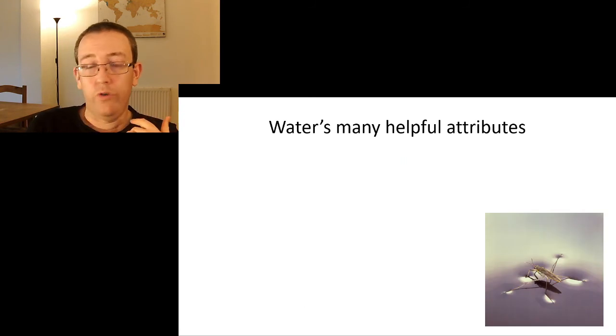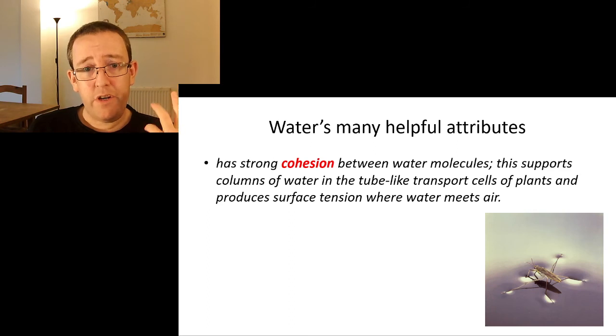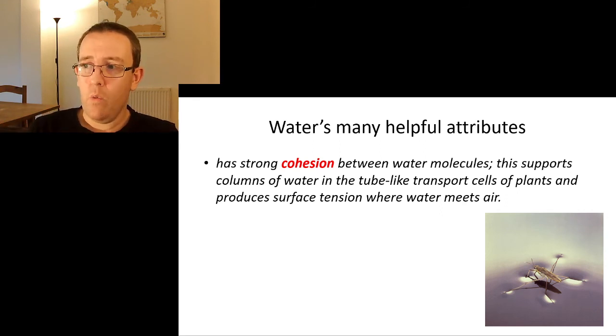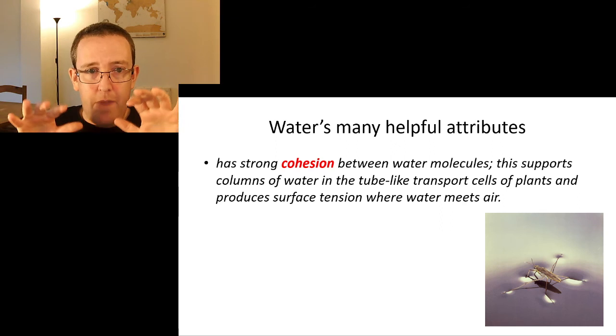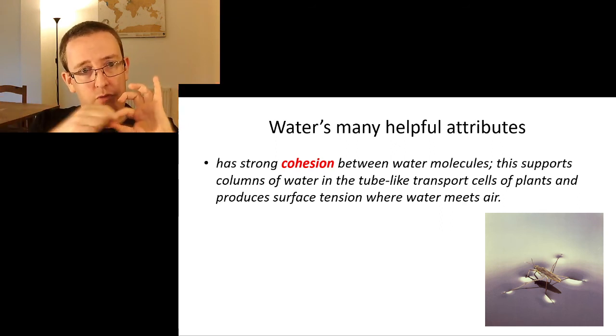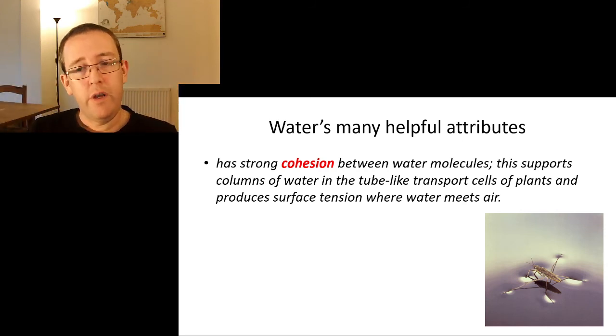Okay, onwards. Now this is really the big one in terms of a lot of biology, the idea of cohesion. Water has strong cohesion between the molecules, which supports columns of water in the tube-like transport cells of plants and produces surface tension where water meets air. Now that, as we should all know, is a pond skater. It's a creature that skates around on the surface of the water using surface tension. It uses the idea that its mass, and the way it's spread apart, is not big enough to break the hydrogen bonds in the surface such that it can sink through into the water.